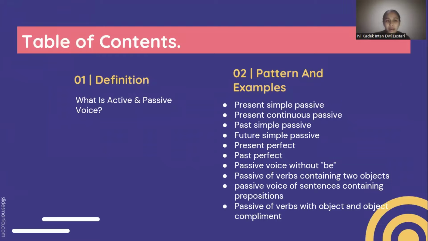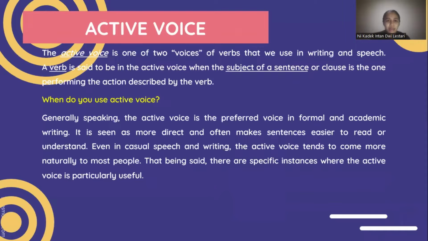So I would like to start with the table of contents here. The first one is definition. In definition, I would like to explain about what is active and passive voice. And then the second one is patterns and examples. In the patterns and examples, I would like to explain about some tenses, you can read and see on the slide.